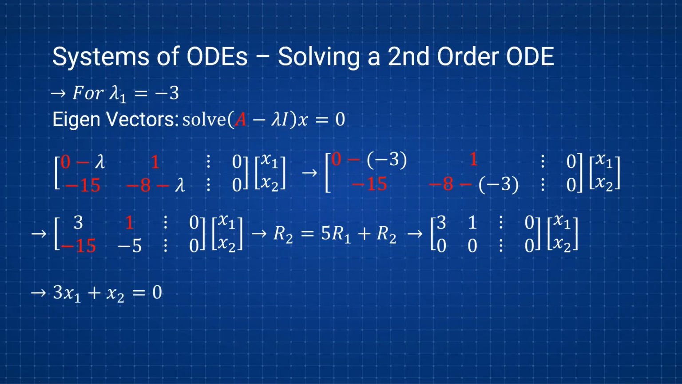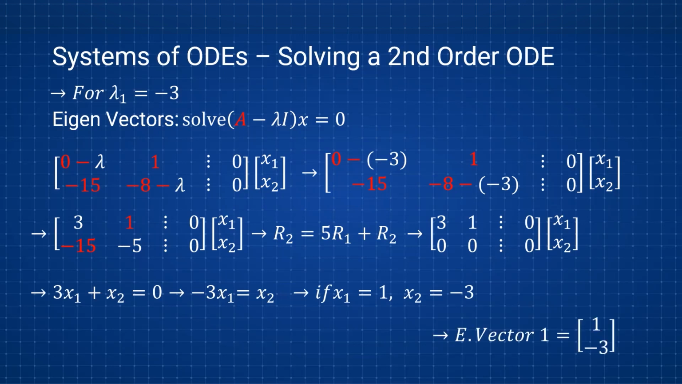We're going to end up with 3x1 plus x2 equals 0. We solve things, move things around, and then we assume that x1 is 1, right? We always assume the simplest value we can get. If x1 is equal to 1, plug it in, and we get that x2 is equal to -3. And thus, this is my first eigenvector, which will be 1 and -3.